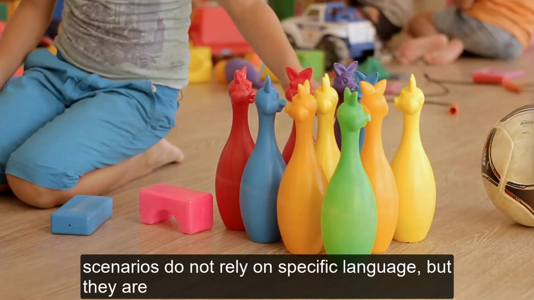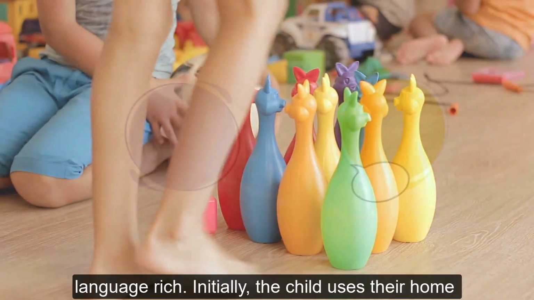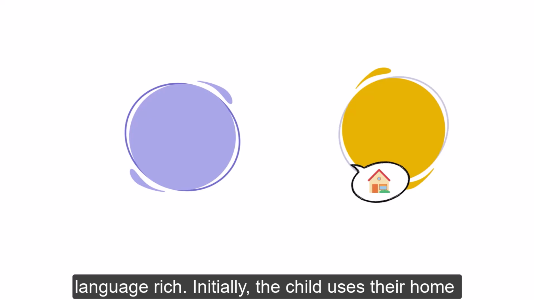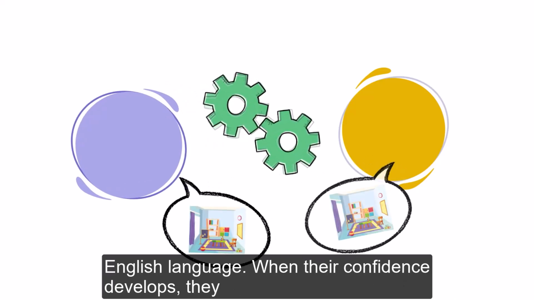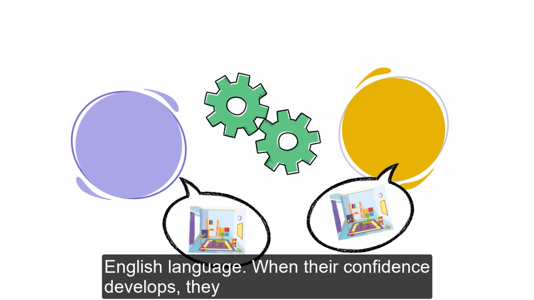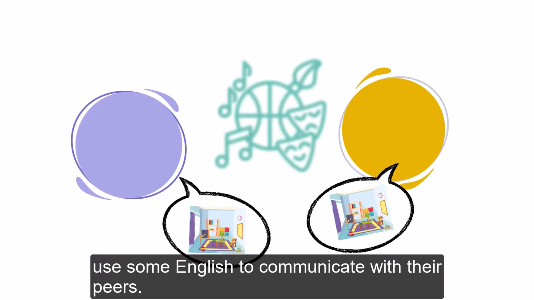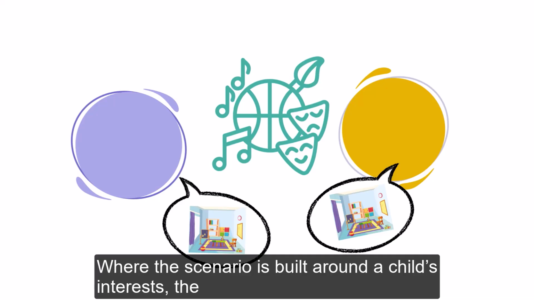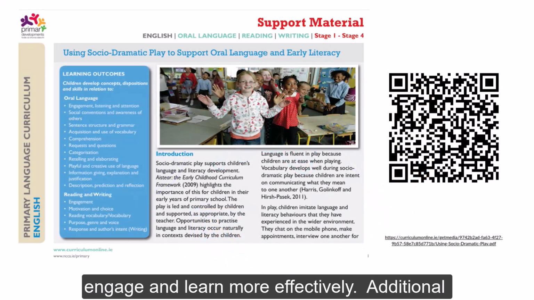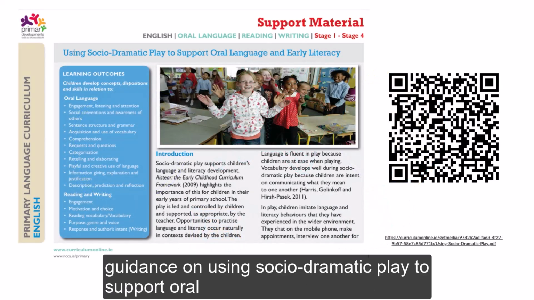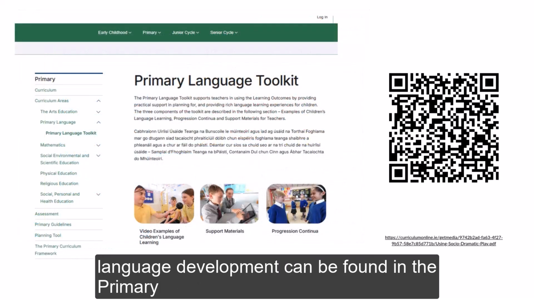The scenarios do not rely on specific language, but they are language rich. Initially, the child uses their home language, and then as they play, they hear and learn the English language. When their confidence develops, they use some English to communicate with their peers. Where the scenario is built around a child's interests, the child's concentration is sustained, and they listen, engage, and learn more effectively.